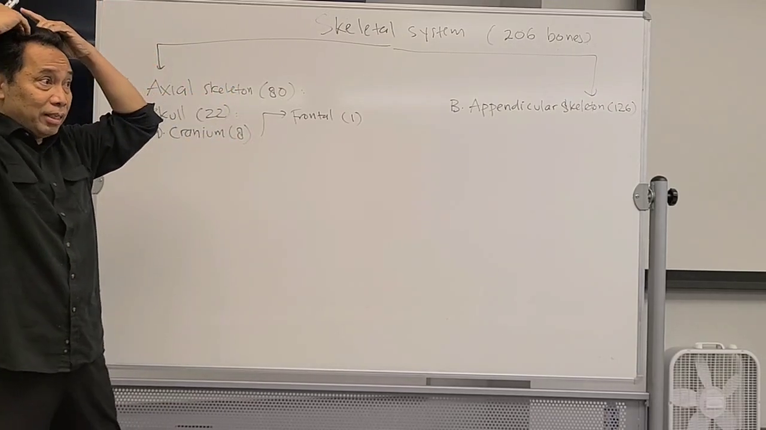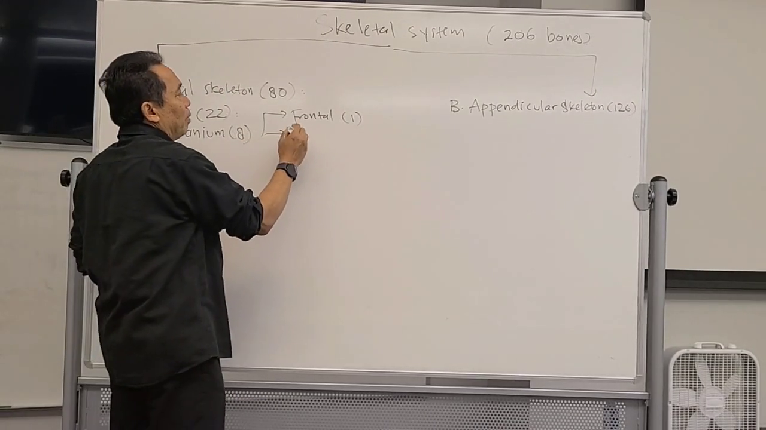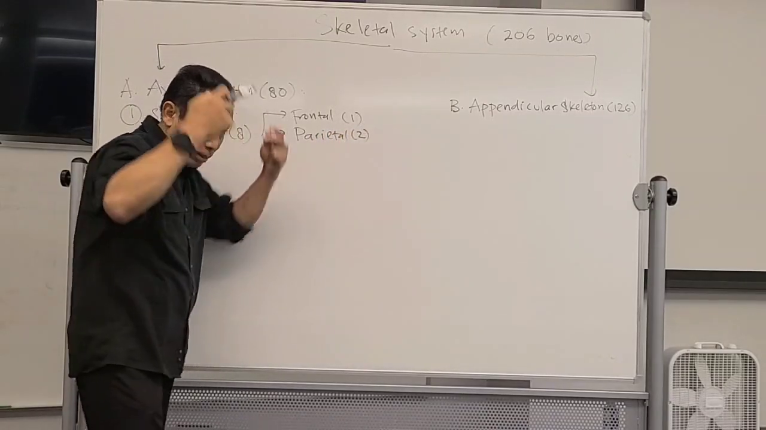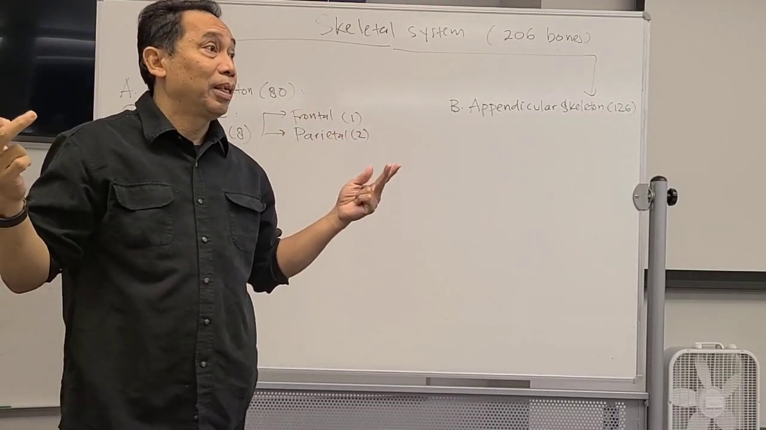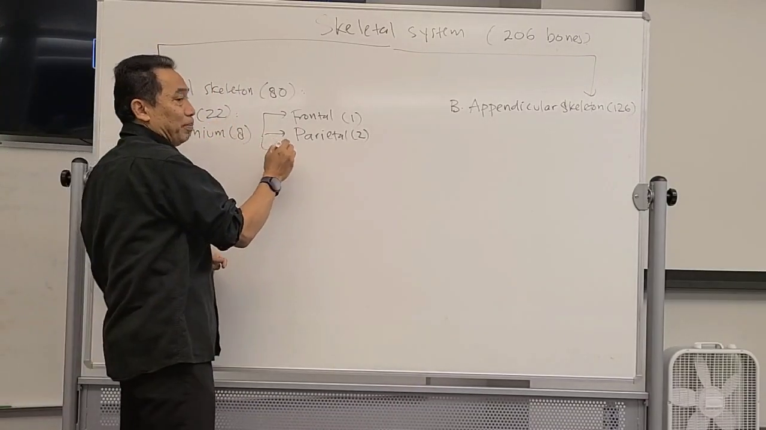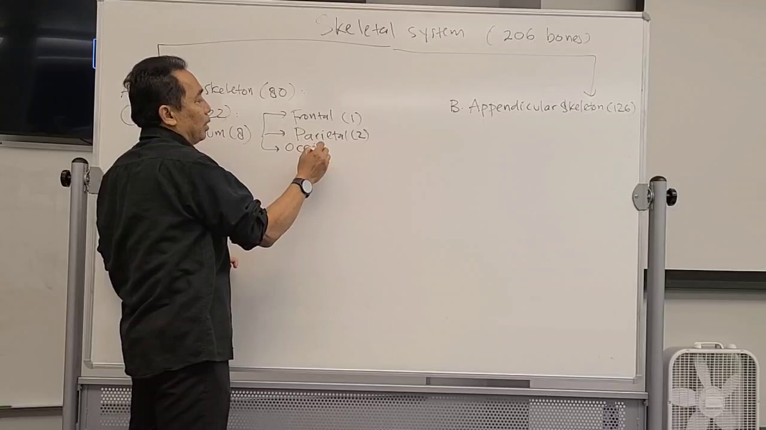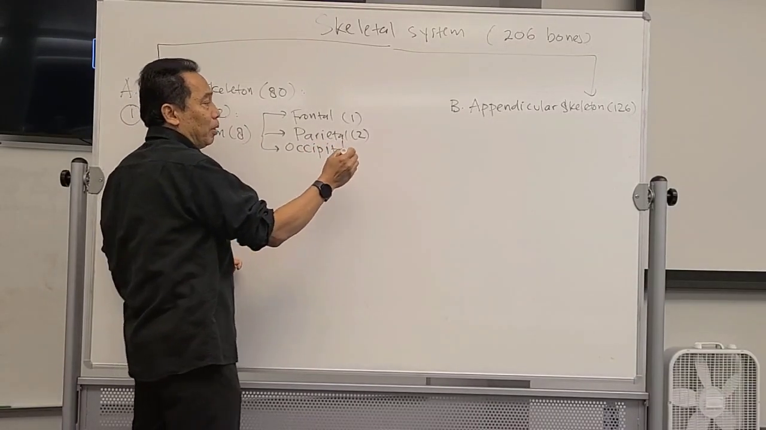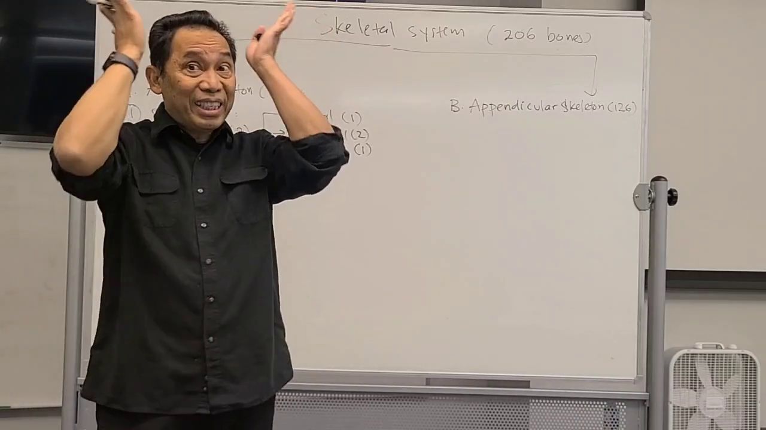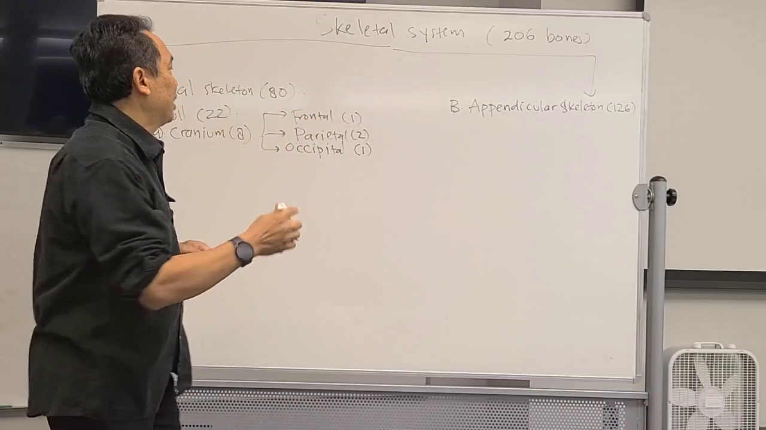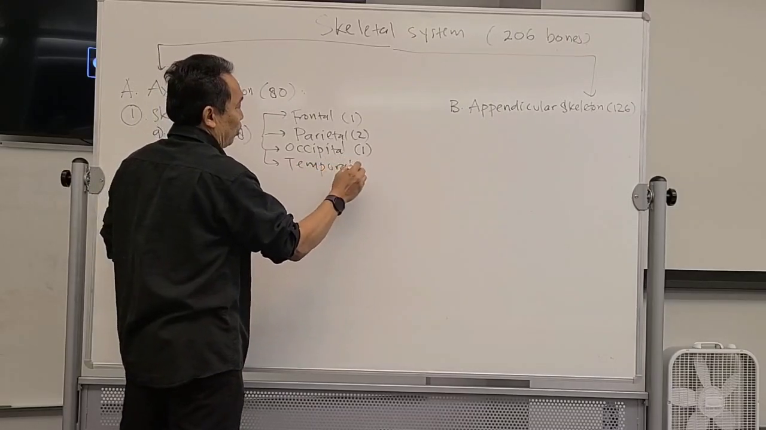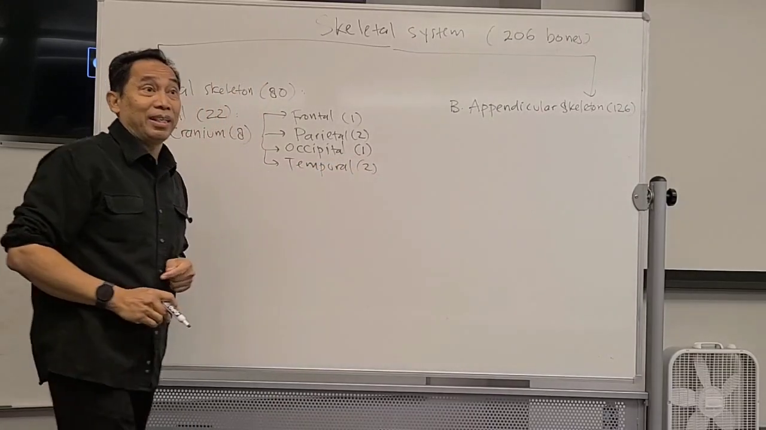The one on the top is going to be left and right. What is the name? Parietal bone. Okay, 2. The one on the back, only 1. What is the name? Occipital bone, 1. Get it? The one on the side, temporal. How many? It should be 2, because you have left and right.